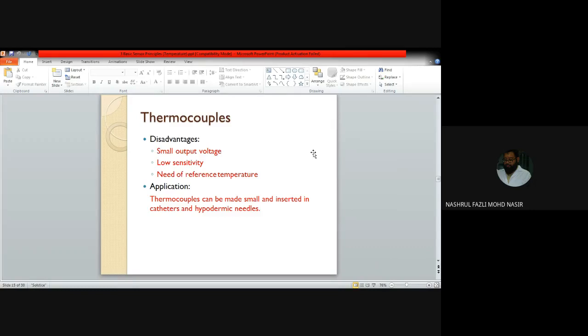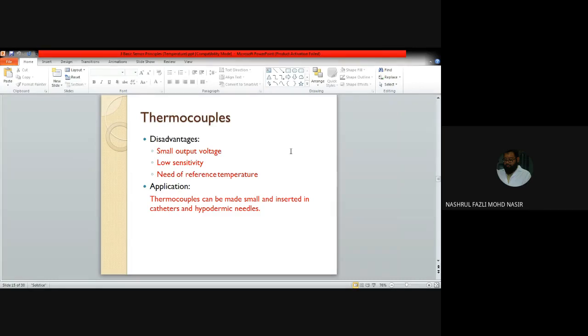Disadvantages: because just now, like 60 microvolts and so on, it has a small output voltage and a low sensitivity, and then you need the cold bath, the reference temperature. So these are the disadvantages.